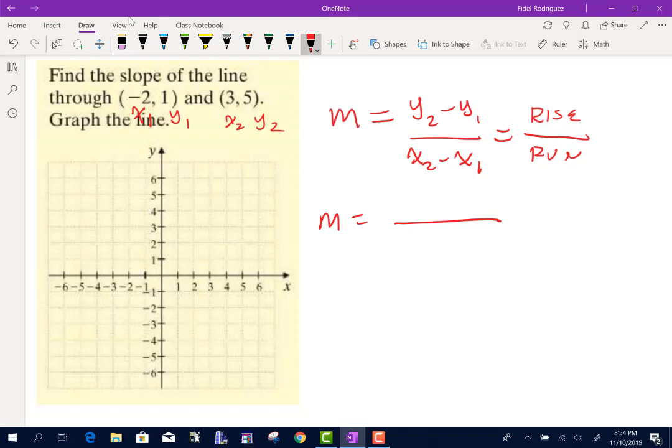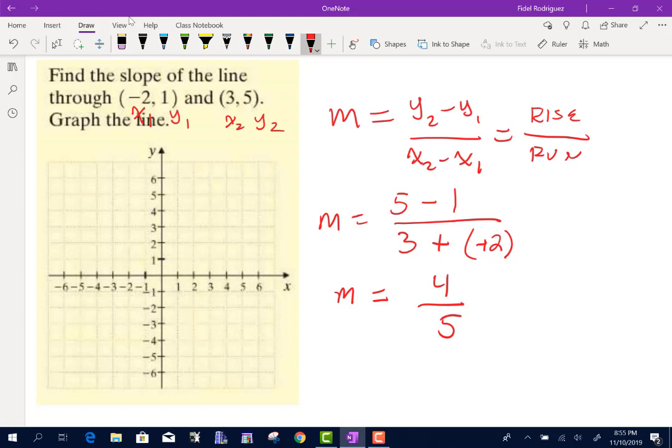Okay, so let's take our numbers. y2 is the number 5, minus y1, which is the number 1. x2 is the number 3, minus x1, which is the number -2. So 5 minus 1, I know that's 4. 3 minus a -2, remember that's going to become 3 plus 2, which is 5.